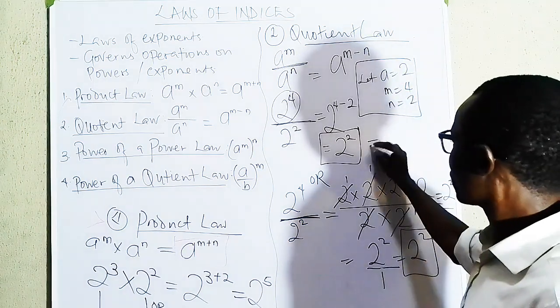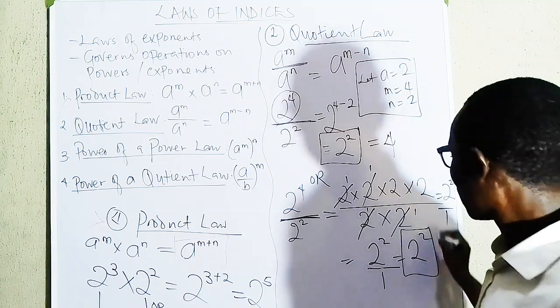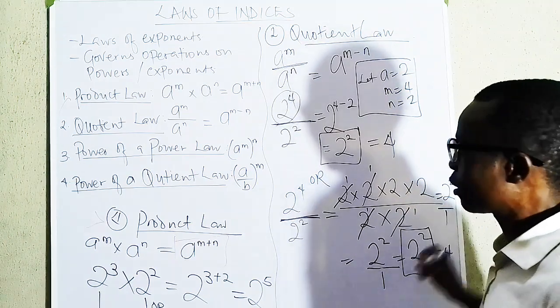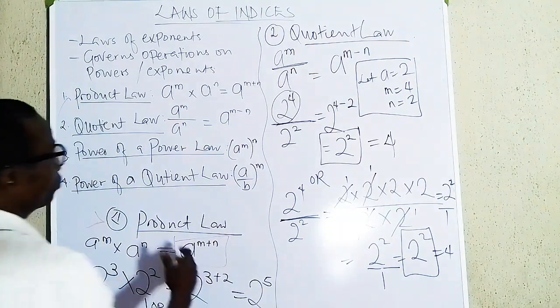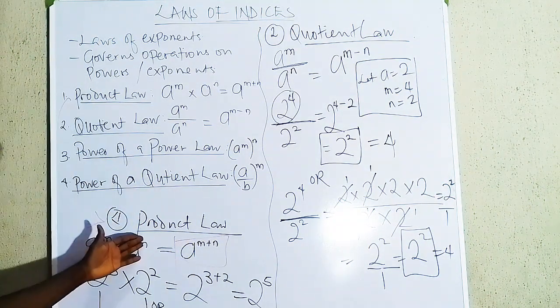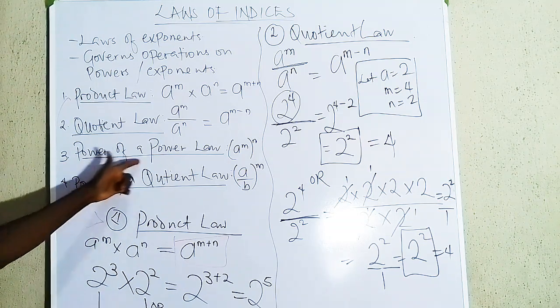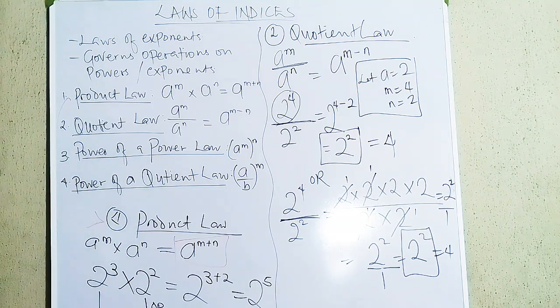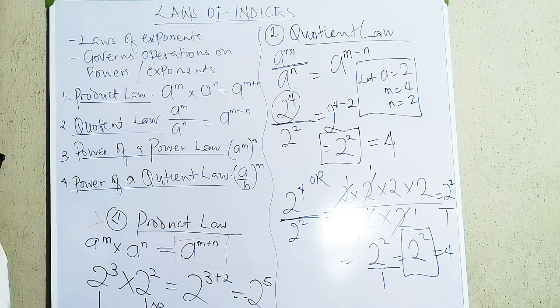If we work it out, 2 raised to power 2 is the same thing as 4, and 2 raised to power 2 is the same thing as 4. Now, having done this, we'll go straight. In a recap, we have done the product law and the quotient law. Now we'll go to the power of power law, which means that a particular number is raised to a particular power and then also raised again to another power.